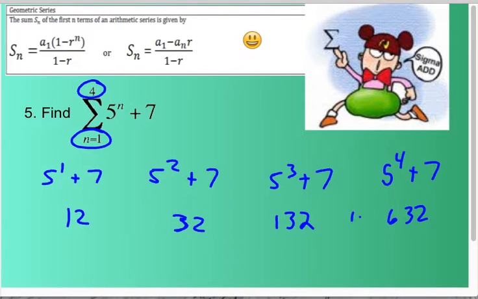It is a series, so we're just going to add up all 4 terms. And you get 808. So, a little bit more work with sigma notation, or another word for it is a summation.